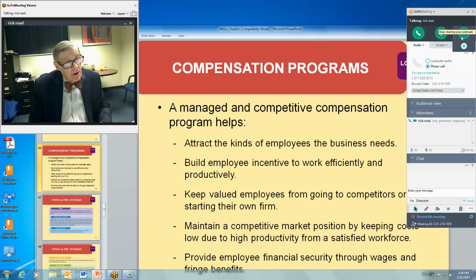Now, your pay can be one of three things. You can lag the market, which is exactly what it says. You can meet the market, or you can exceed the market. And you have to understand which of the three you choose and why. And if you want employees to stay, look at the last bullet. You have to provide them some type of financial security. Otherwise, they're going someplace else. It's as simple as that.